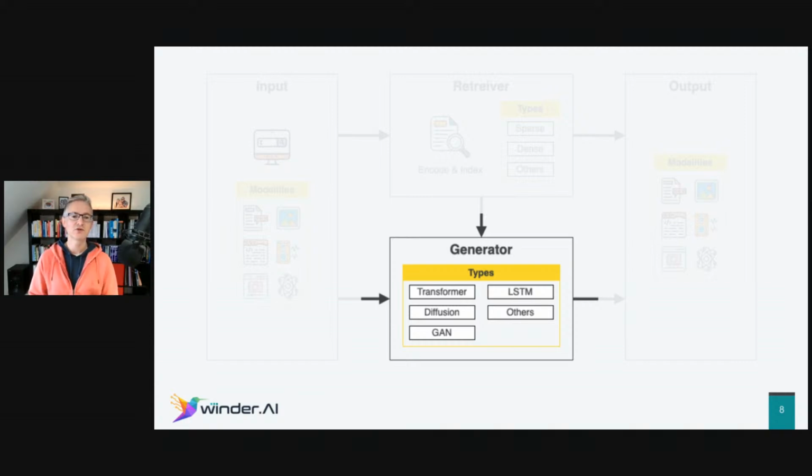And there are models too, like the LSTM, which is a form of recurrent neural network that can be used as a generator, but they aren't as popular these days. The point is, again, there's a wide range of potential generators that you can use in these architectures.